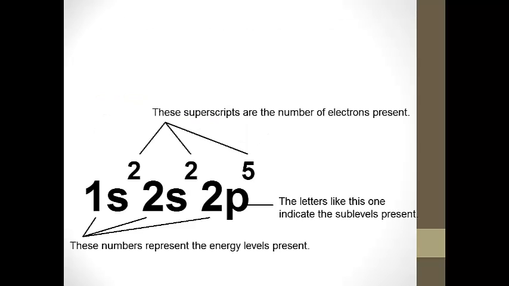And this picture again just tells you what those numbers and letters represent. The coefficient, the number that's out in front, tells you what energy level you're in. The S, P, D, or F tells you what sublevel you're in. And then the superscript, up to 14 for the F orbital, since it has 7 boxes and could have a total of 14 electrons, tells you the total number of electrons that you have present.